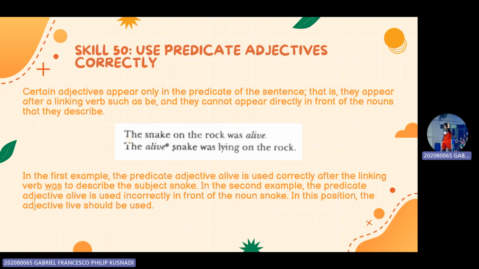In the first example, the predicate adjective alive is used correctly after the linking verb was to describe the subject snake. For the second example, the alive snake was lying on the rock. In the second example, the predicate adjective alive is used incorrectly in front of the noun snake. In this position, the adjective live should be used, not alive.